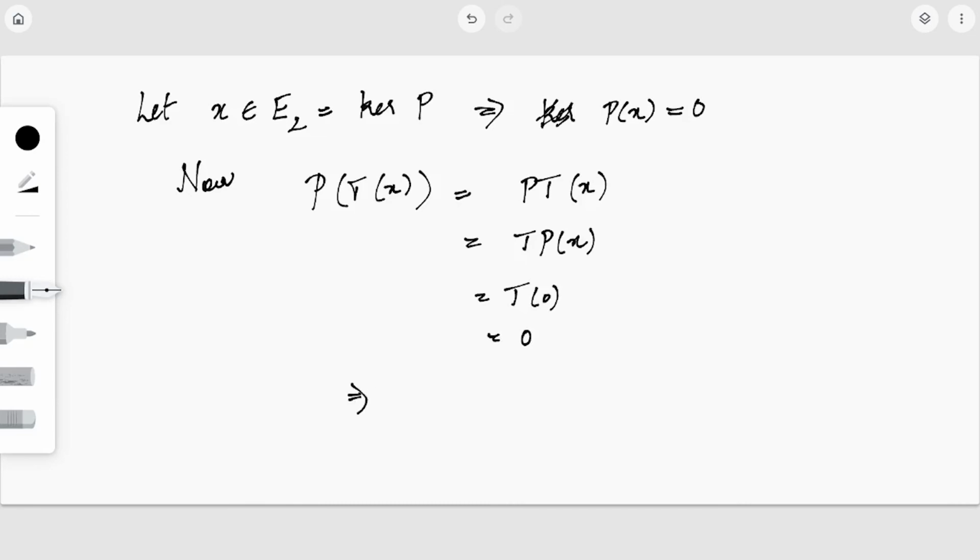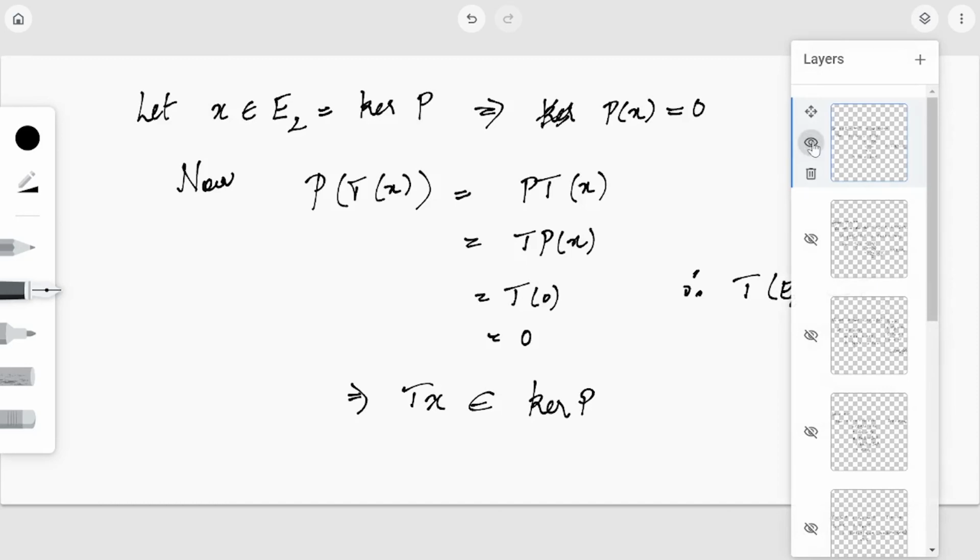P of this element is 0 implies T of X is an element of kernel of P, right? So I chose an arbitrary element in kernel of P and I got that T of X is also an element of kernel of P. Therefore T of E2 is contained in E2. Okay, so I get E1 and E2 are invariant subspaces of T.